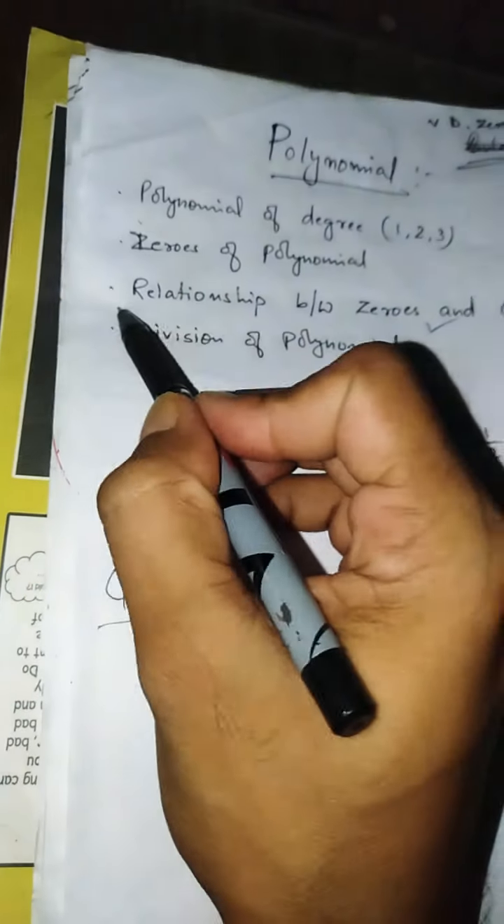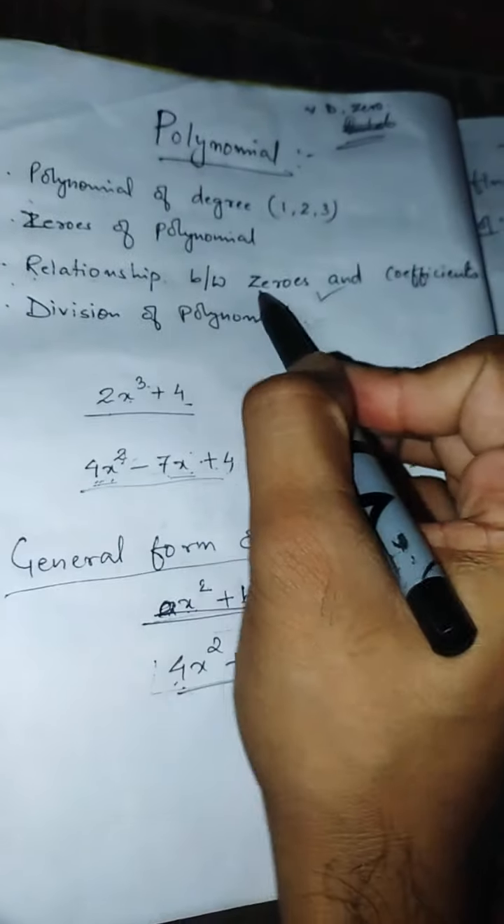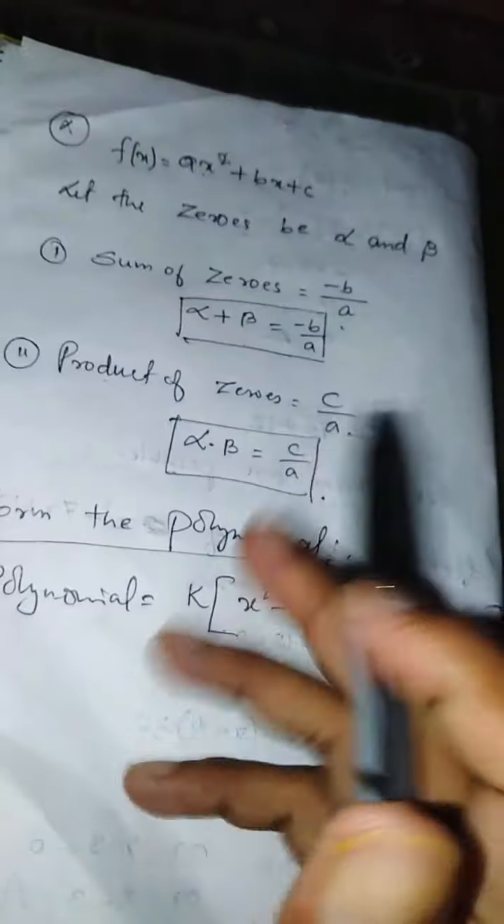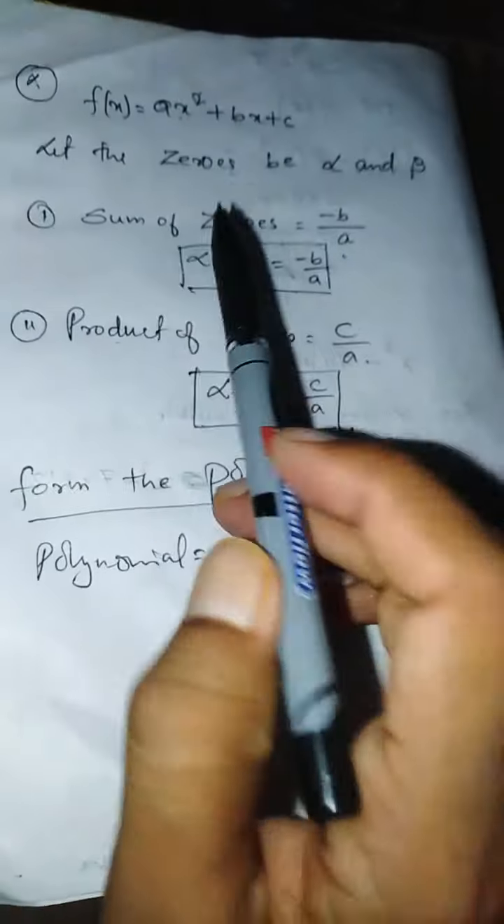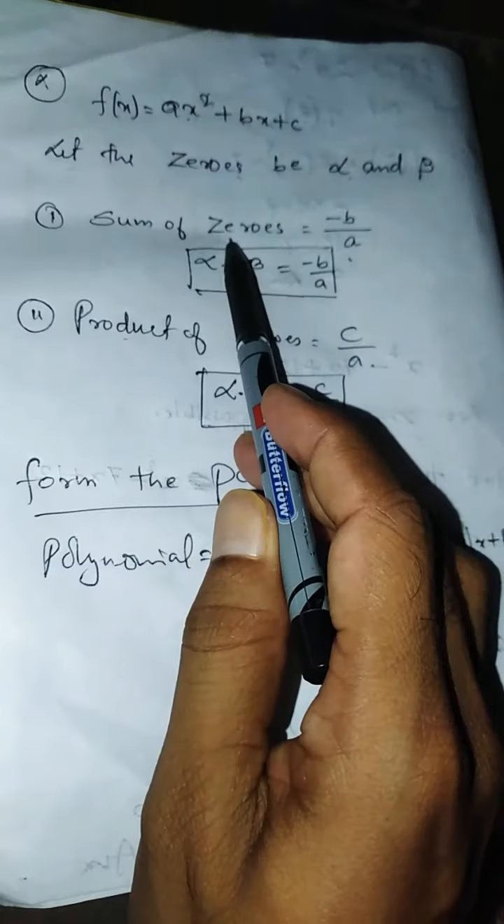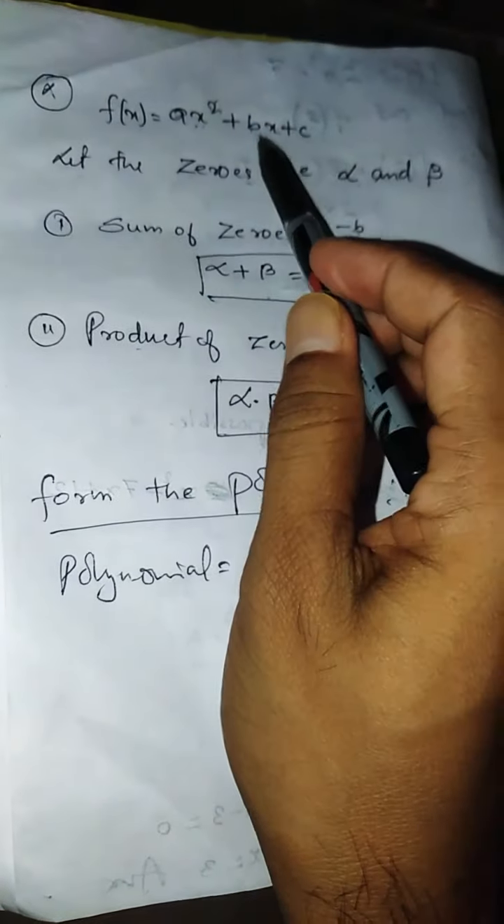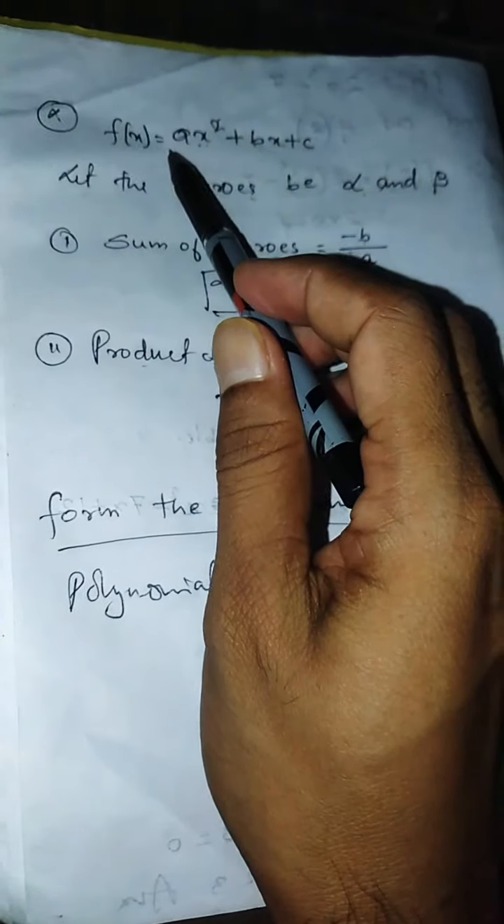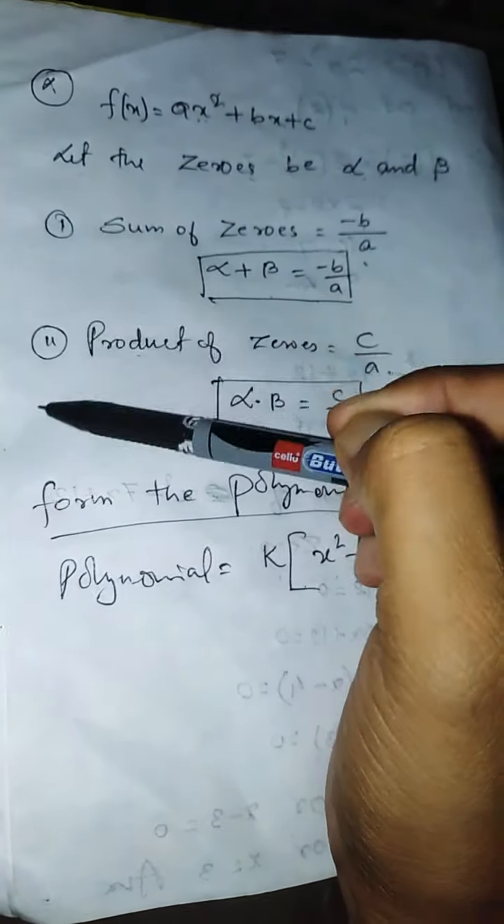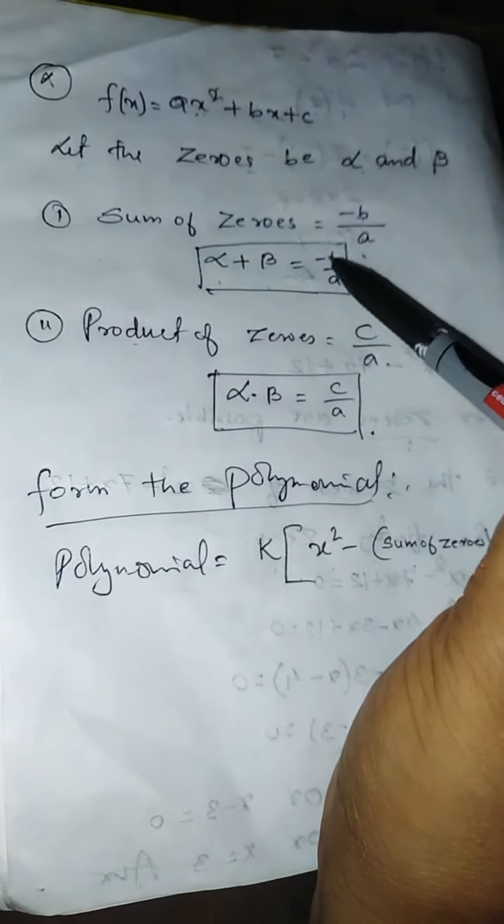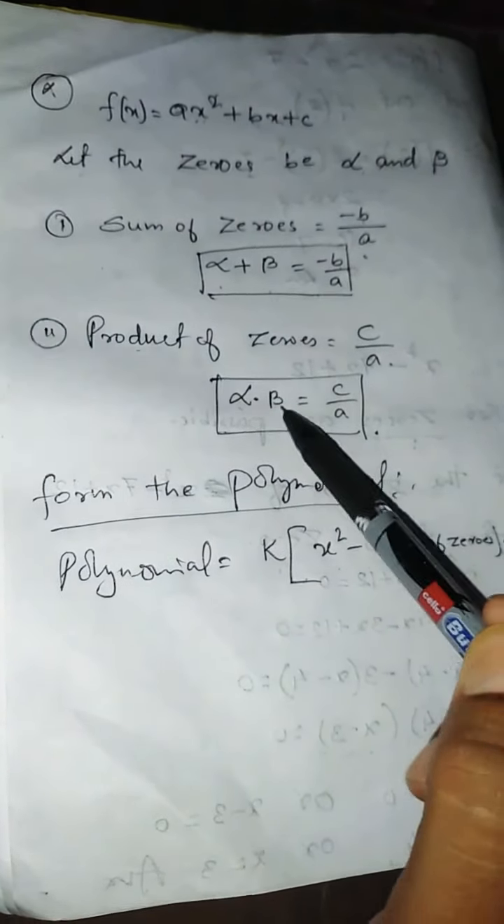So we have discussed up to here, that is called the relationship between zeros and coefficients. These are the formulas. First formula is sum of zeros, and sum of zeros equal to minus b by a. Minus b is the coefficient of x and a is the coefficient of x square. That's why it is called the relationship between the zeros and their coefficients.